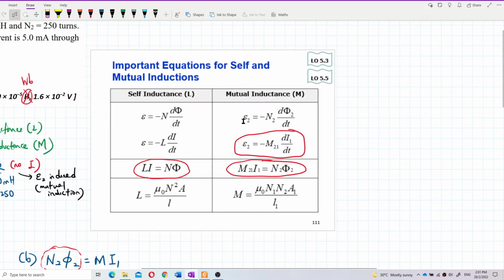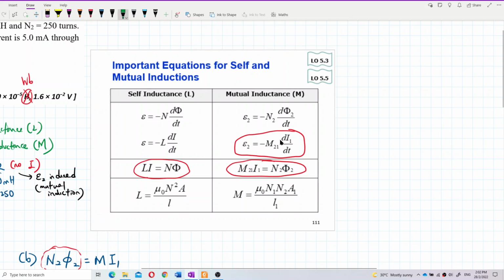EMF is induced in coil 2 because there's a change of magnetic flux. Change of magnetic flux happens in coil 2. Why is there a change of magnetic flux in coil 2? Because there is a change of current in coil 1. So just a little bit of attention for you here.